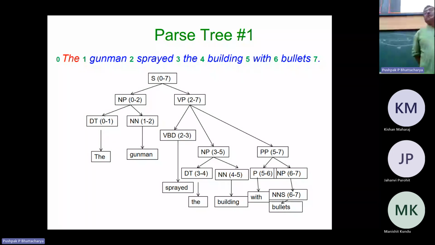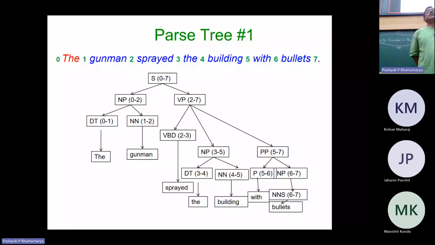Let's find out the path length from building to PP. 1, 2, 3, 4, 4 arcs. And from sprayed to PP, 1, 2, 3, 3 arcs. So it is attached to spray. If it is attached to spray, that means the gunman has the bullets.